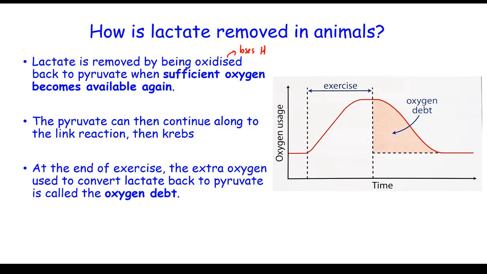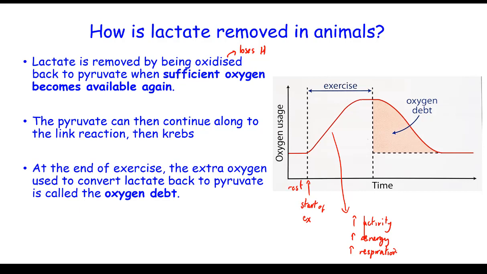which was used to convert the lactate back to pyruvate is called the oxygen debt, and that's shown in this little graph. So here we're at rest. This point is the start of exercise. Then your oxygen usage increases, and that's because at this point you're increasing your levels of activity, so you need more energy, and to do that you need to increase your levels of respiration.